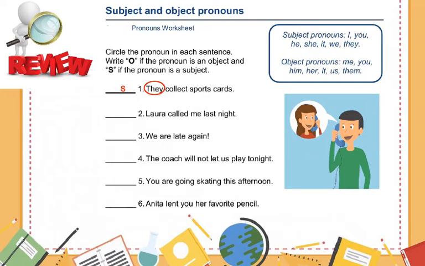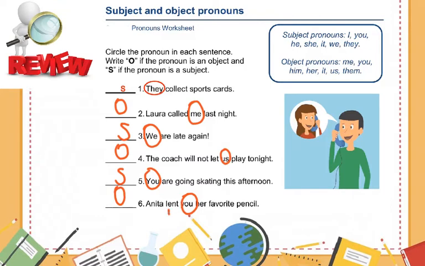So let's do from number 1 to 6 together. Remember, you can pause the video if you want to work independently and then check your answers. Number 2, the pronoun is me, and it's after the verb, so it's an object. Number 3, we, subject. Number 4, us, object. Number 5, you, subject. And number 6, you, object, because it's after the verb lent. I hope you got all your answers correct. Let's continue with our class.